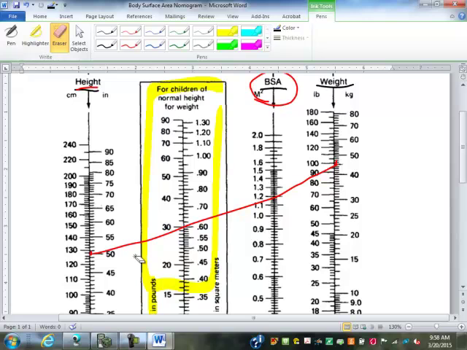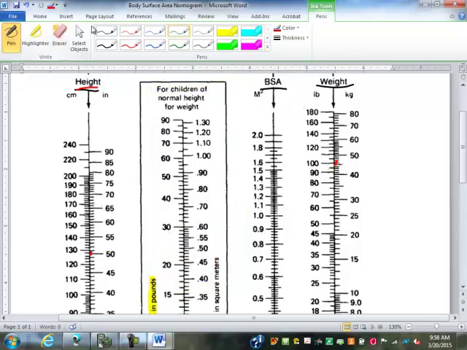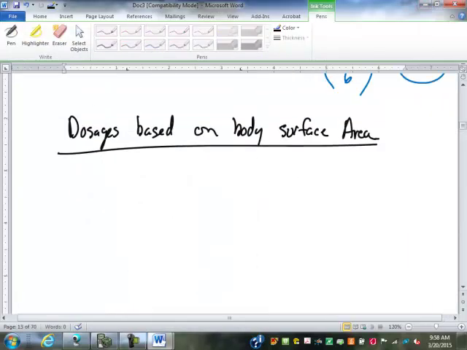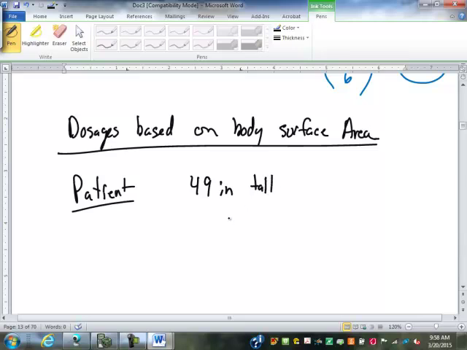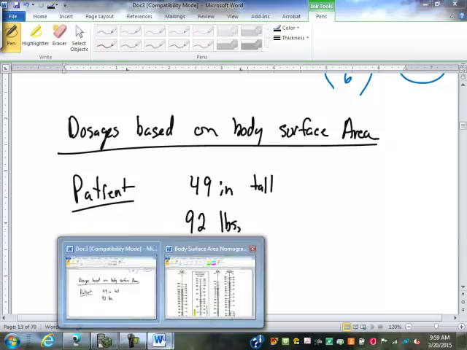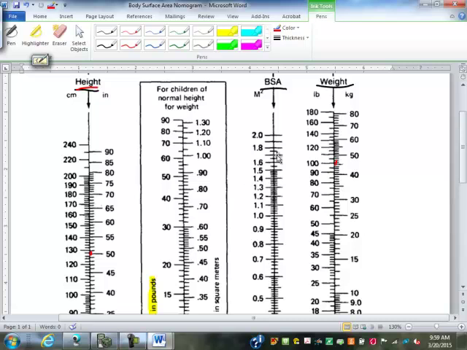So let's do some examples to show you how that works. So let's say we have a patient that is 49 inches tall and weighs 92 pounds. So we go to our chart. 49 and 92. So height in inches, 49 inches.